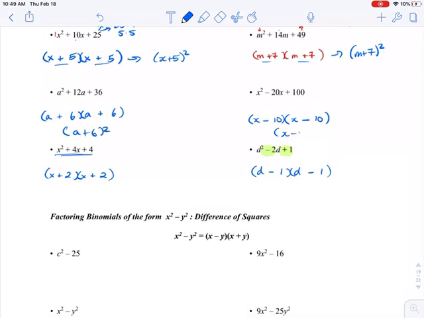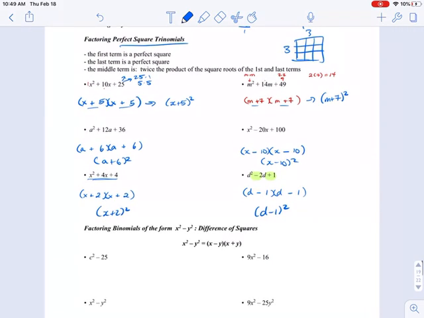This one is going to be x minus 10 squared. This one is going to be x plus 2 squared. And this one is going to be d minus 1 squared. So those are perfect square trinomials. So both sets of brackets are exactly the same.